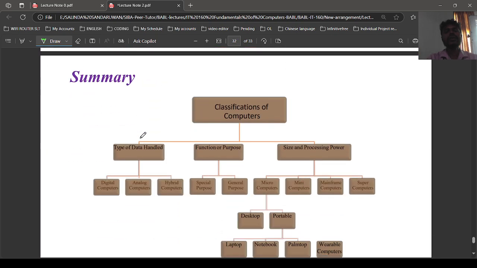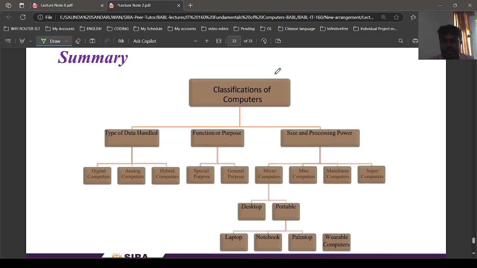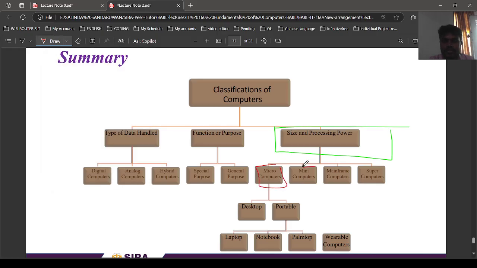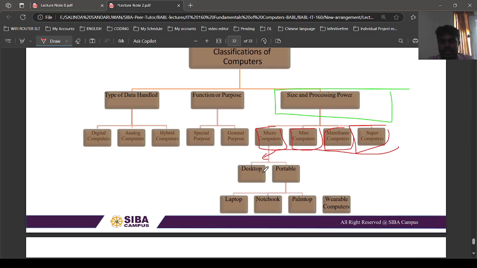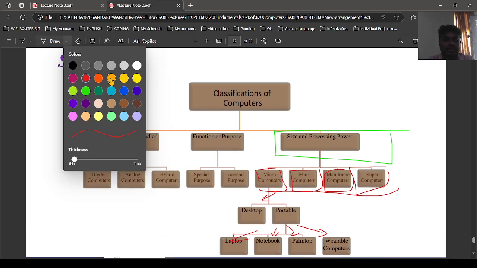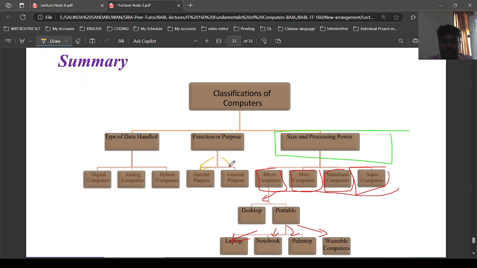Now we have come to an end. Summary: classification of computers. First, we have classified them according to the size. We have microcomputers, minicomputers, mainframes, and supercomputers. Starting from here to here, the size is gradually descending. And under microcomputers, we have desktop and portable: laptop, notepad, palmtop, and wearable. When it comes to the classification under the purpose, we have special purpose and general purpose.